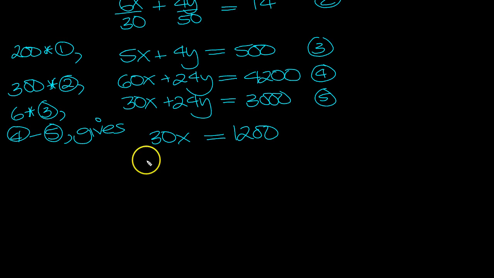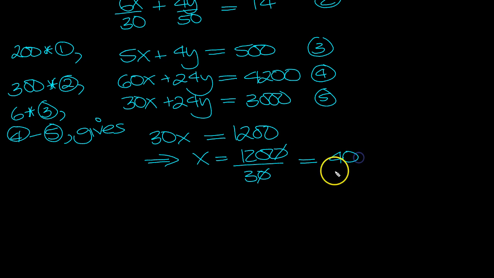So what have we got then? x is equal to 1200 over 30. And that would go into that, 40. So x kilometers, it's 40 kilometers, isn't it?